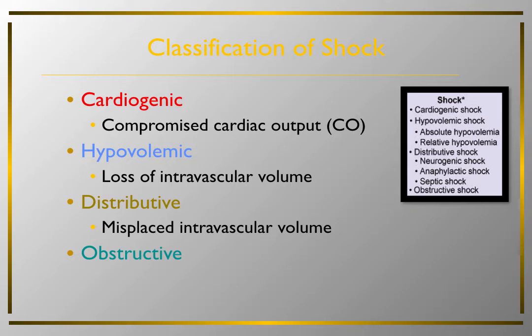So there are classifications of shock, and if you look at the picture on the right, it shows what's found under these four specific classifications. Cardiogenic is a compromise of cardiac output, whereas hypovolemic is a loss of intravascular volume. Then we have distributive shock, which is misplaced intravascular volume, and then of course obstructive. Although the cause, initial presentation, and management vary for each type of shock, the physiologic response of the cells to hypoperfusion is similar.